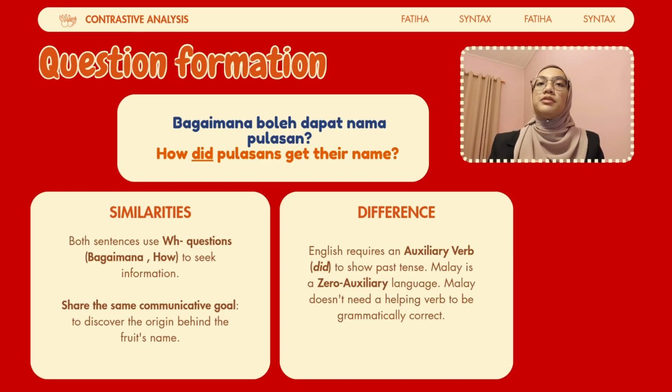So briefly, this example highlights a critical syntactic divergence, which is that English syntax is highly dependent on auxiliary verbs like did to structurally lock a question into place. But on the other hand, Malay syntax operates on a zero auxiliary structure because it relies purely on the natural order of the interrogative word and the core verbs to form a complete question.